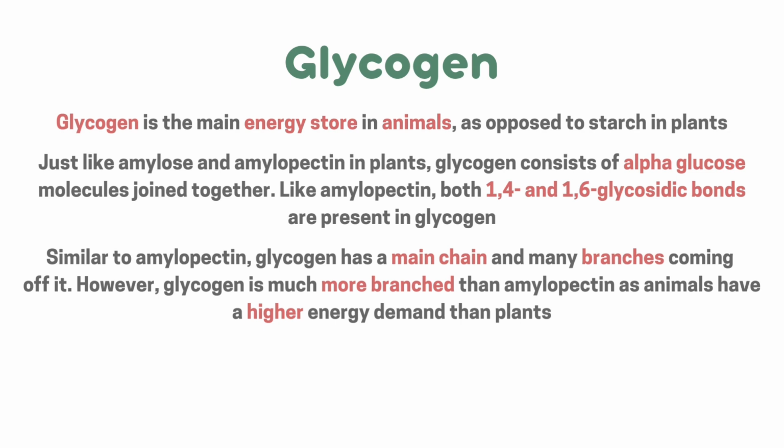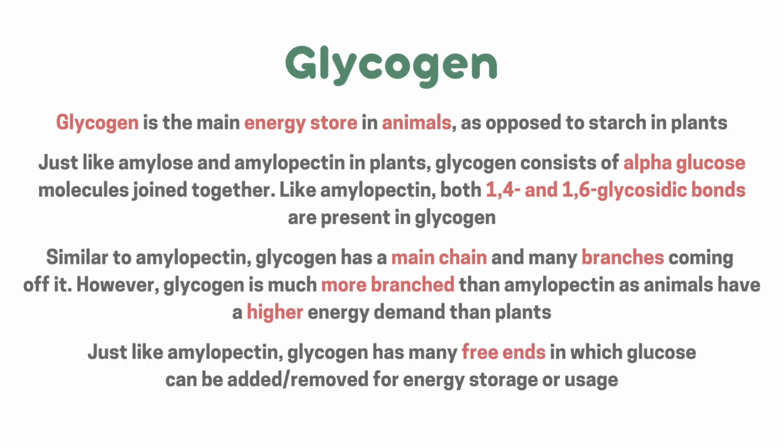However, glycogen is more branched than amylopectin as animals have a higher energy demand than plants. Just like amylopectin, glycogen has many free ends in which glucose can be added or removed for energy storage or usage. Glycogen is also compactly stored in the liver.